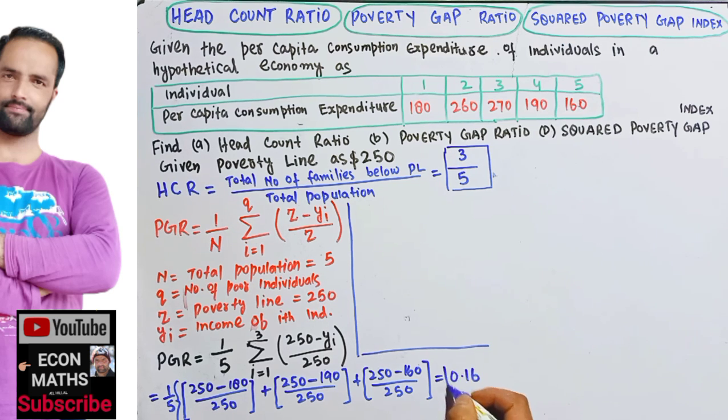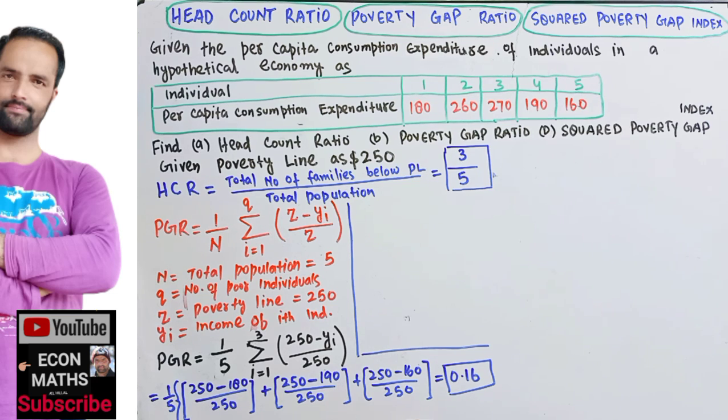So please verify this calculation. I have done it, but I don't know whether I have done the calculation right on another page. So please check the calculation here. So our poverty gap ratio is equal to 0.16.